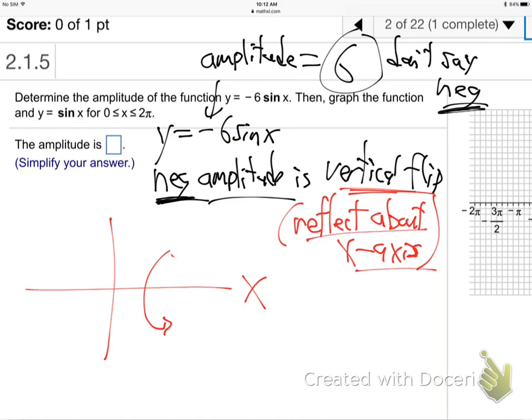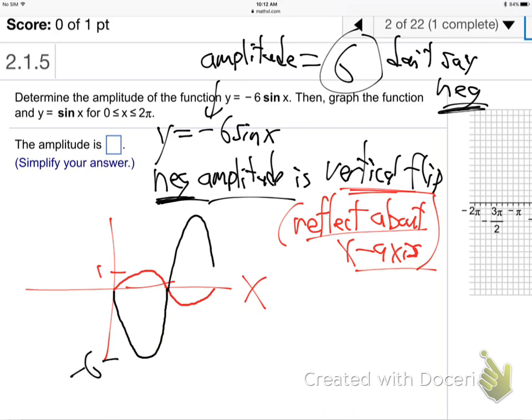Reflect about the x-axis. So it makes it jump down. Basically that negative means that the normal sine, here's the normal sine, goes up to 1, down, back to 0, right? That's the normal sine. So the -6 is going to make it go, instead of going up first, down first. Down to -6, and then up to +6. Whereas the normal sine goes up to 1, down to -1.